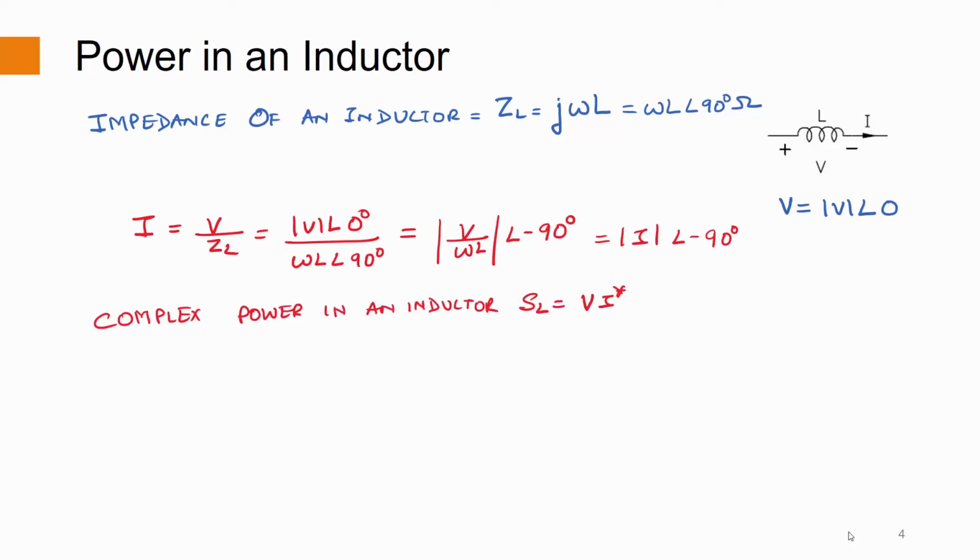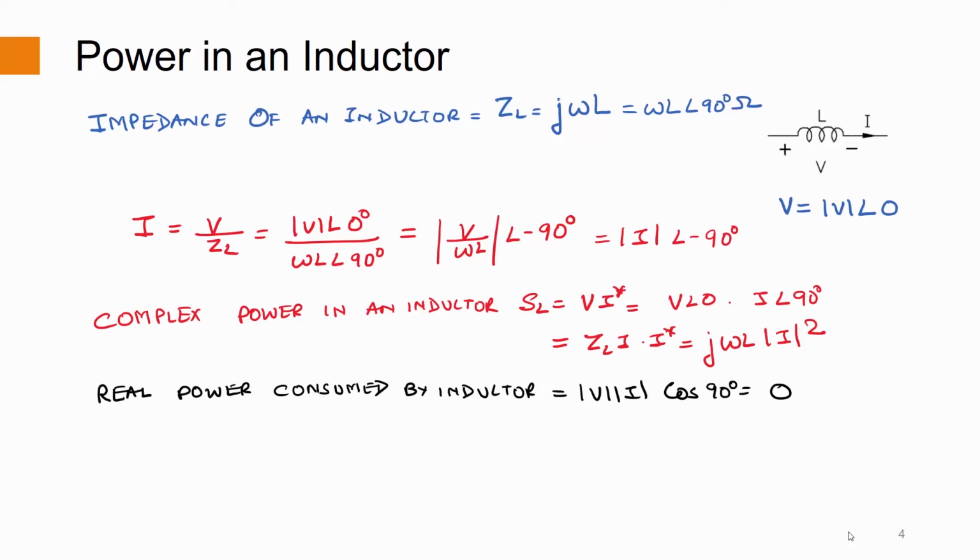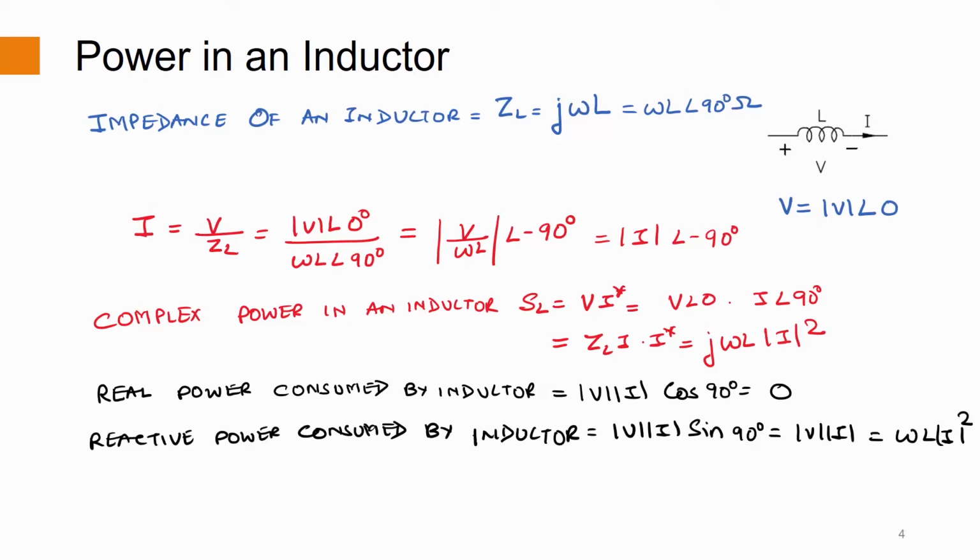So, the complex power in an inductor, SL, is equal to V I conjugate, which is equal to V at an angle 0 times I at an angle of 90 degrees. This is equal to I times ZL times I conjugate, which is equal to j omega L times I squared. The real power consumed by an inductor, which is VI cos theta or VI cos 90 degrees, is 0 watts, and the reactive power is VI sin 90 degrees, which is V times I, which is omega L I squared. This tallies with our earlier derivation in video 1 about the real power in the inductor being 0.